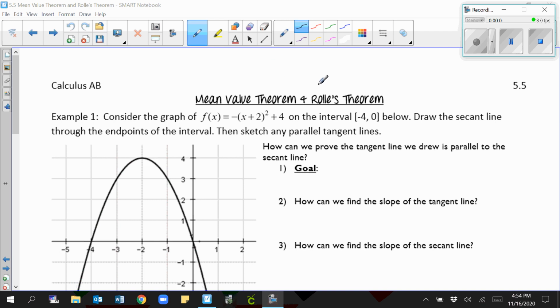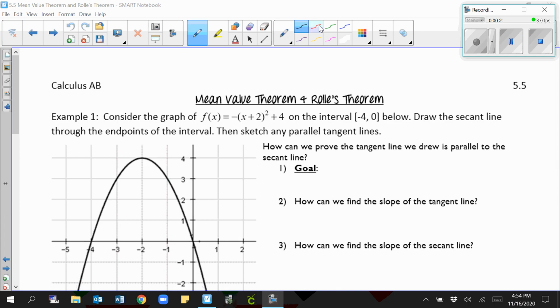Hey guys, today we're looking at section 5.5, which is going to talk about the Mean Value Theorem and Rolle's Theorem. For example 1, it says consider the graph over here on the interval from -4 to 0. Draw the secant line through the endpoints of the interval, then sketch any parallel tangent lines.